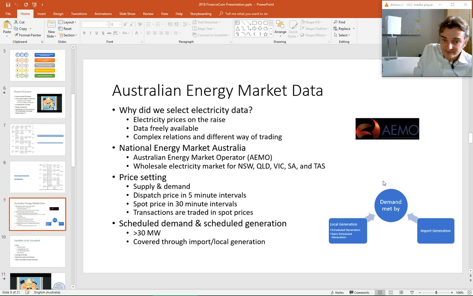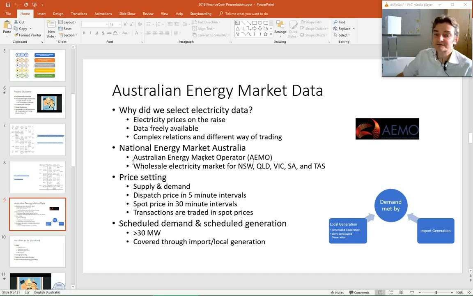Energy market data. We selected energy market data because electricity prices are typically on the rise. It's very difficult for people to understand how the prices come together. All the data is normally freely available, and we wanted to show complex relations between all the data assets, and we wanted to show a different way of trading what is happening in the energy market. So that was the reason why we looked at it.